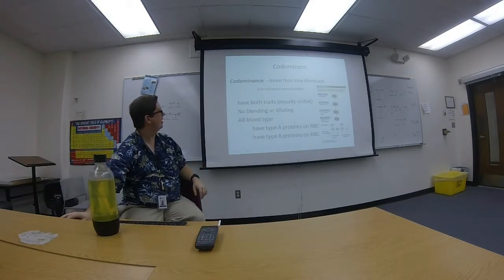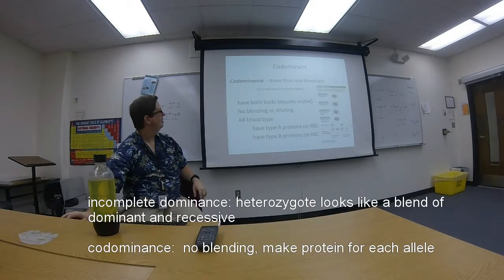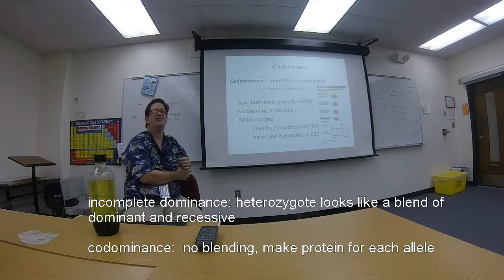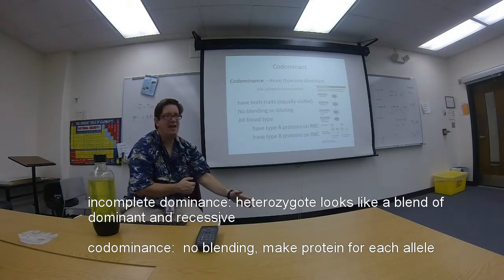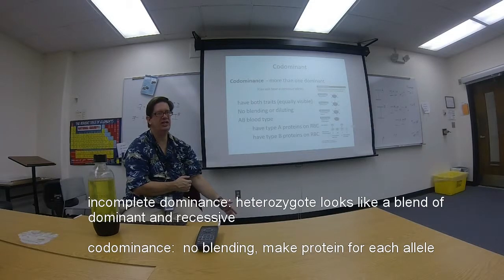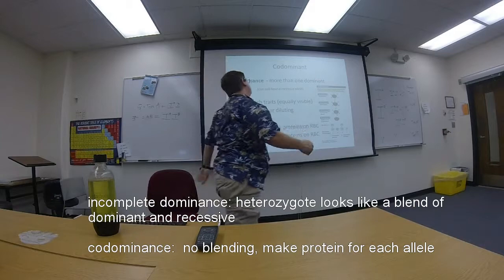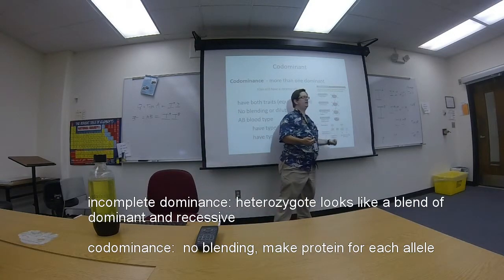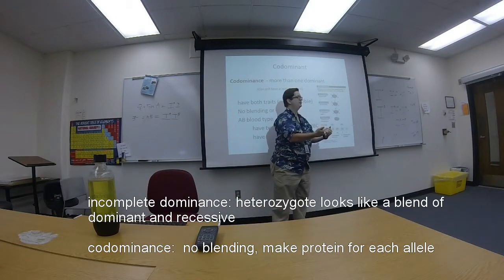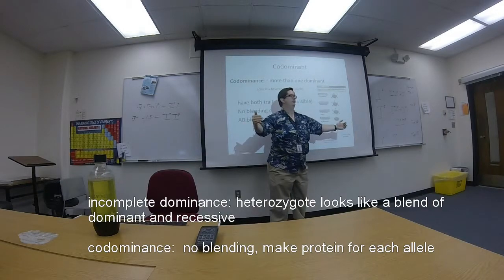In codominance, you're not building a protein here. You have the A and you have the B. You don't build a protein on the surface that's like halfway like A and halfway like B. What do you do? You make A because you have the A gene, the A version of the gene, the A allele. And you make B because you have the B version, you have the B allele. You don't make something halfway between the two, you make both.